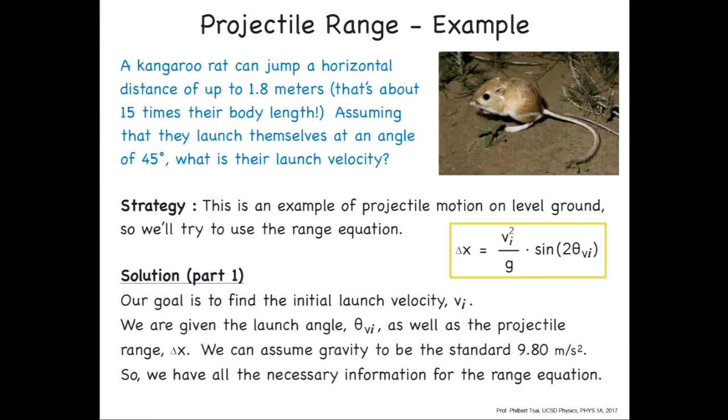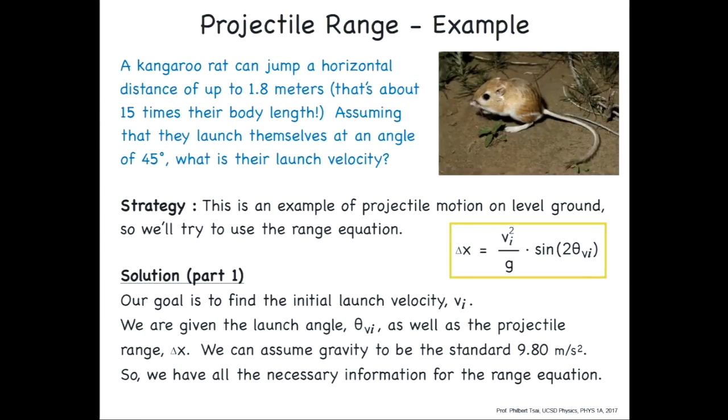Okay. So let's consider a kangaroo rat. A kangaroo rat can jump a horizontal distance, a range, of up to 1.8 meters, which when you consider this cute little guy is pretty incredible. That's 15 times their body length, right? They've got big, gigantic legs for their body. So assuming that they launch themselves at 45 degrees, what's their launch velocity?